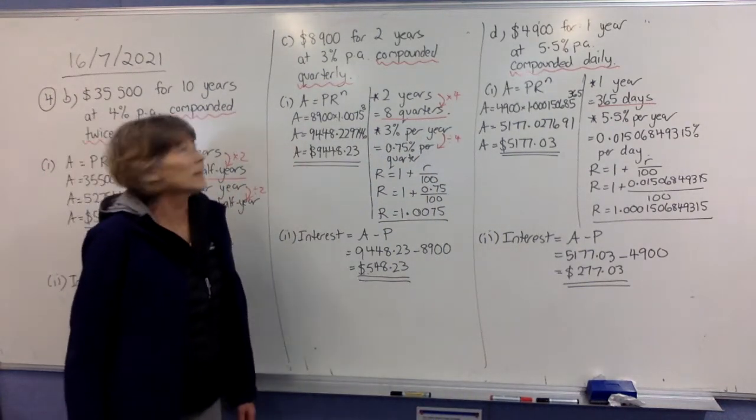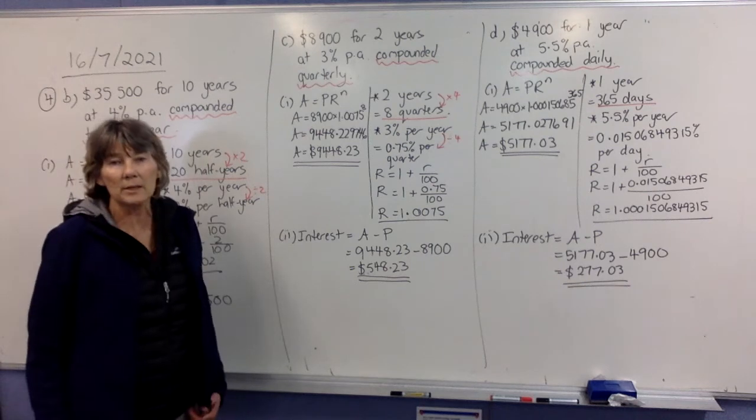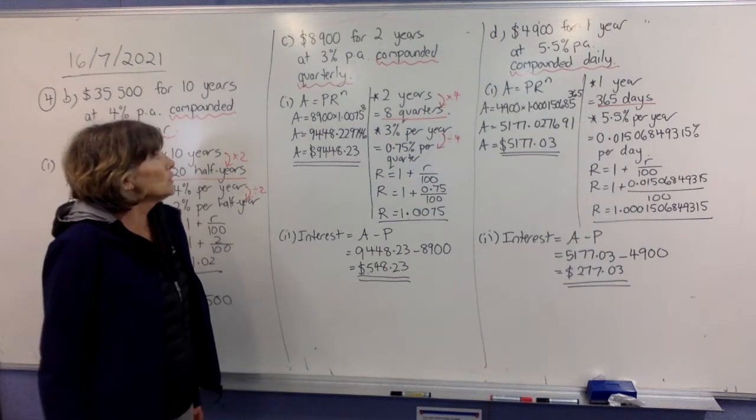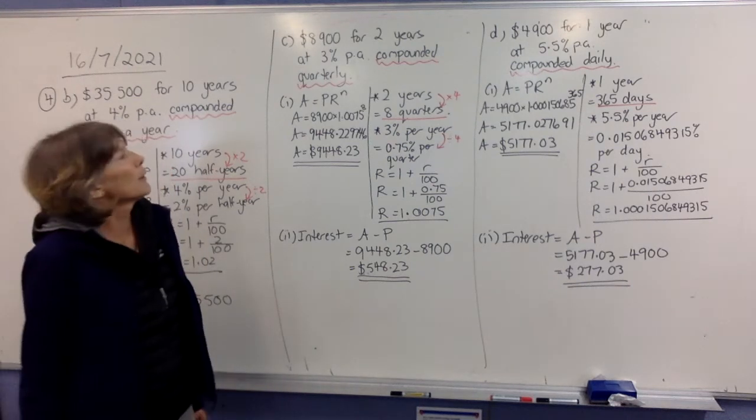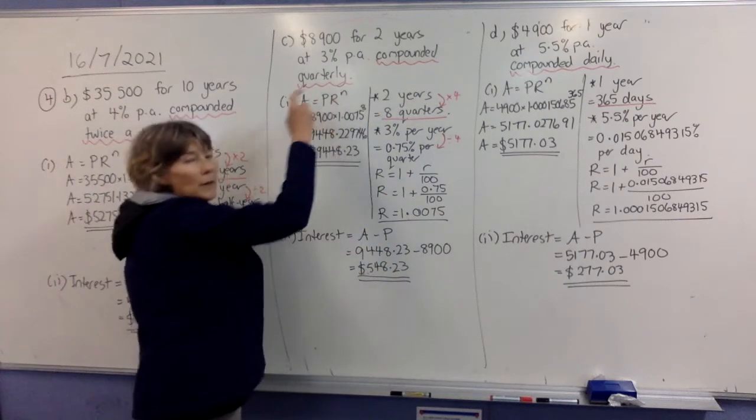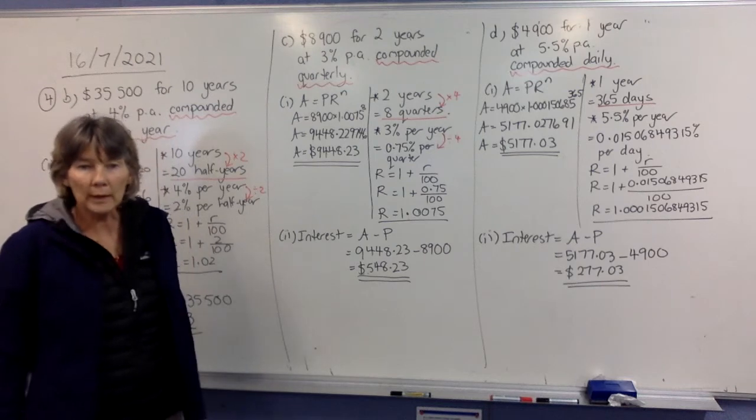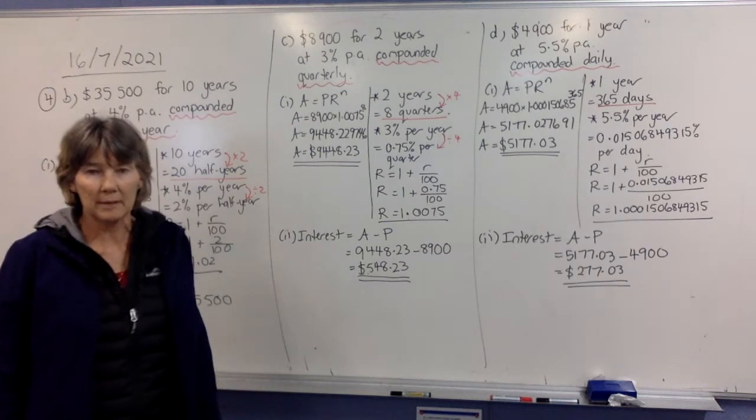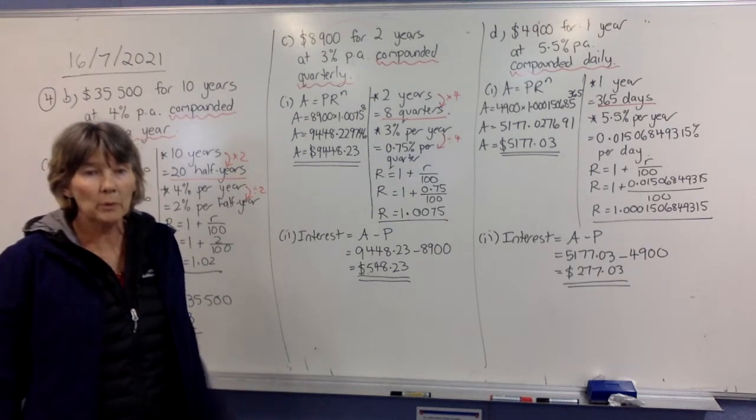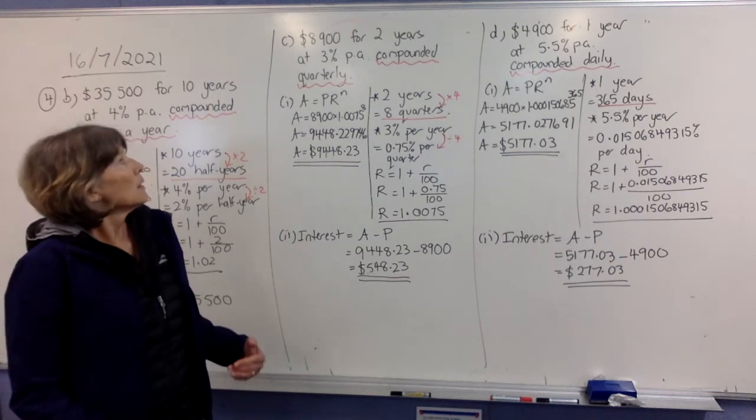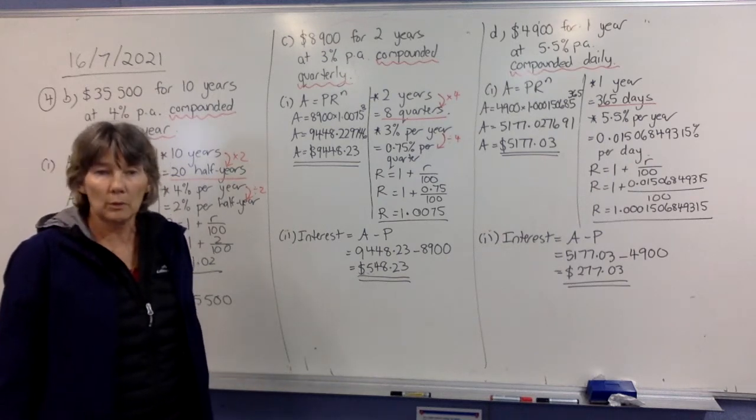Okay, so looking at this next question, we've got $8,900 invested for 2 years at 3% per annum, but it's compounded quarterly. They're paying you your interest every quarter. Now, a quarter is a quarter of a year. That's 3 months. So we want to know how many quarters we've got in all of this work.